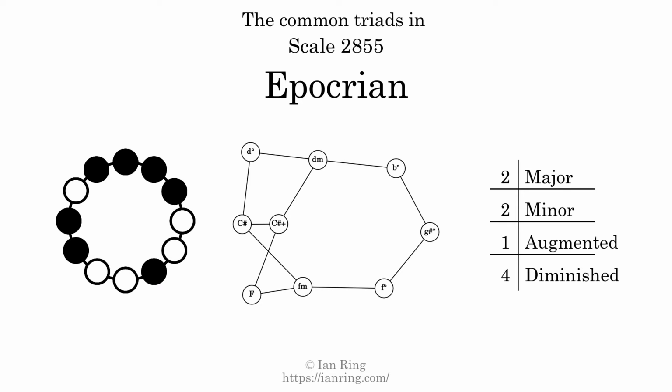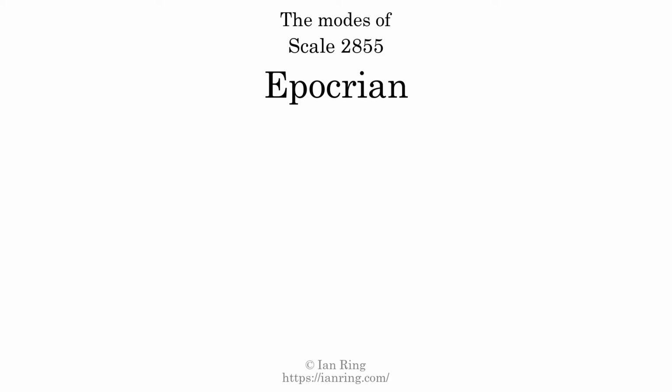Here is a Hamiltonian path of parsimonious voice leading that uses all the triads. This scale has 7 modes. The first mode is itself. The second mode is scale 3475, also known as Chilean.